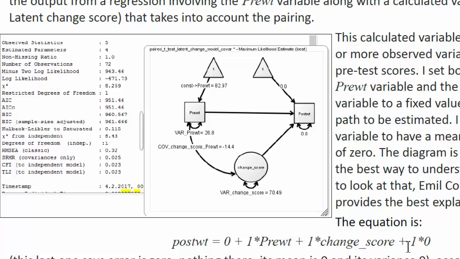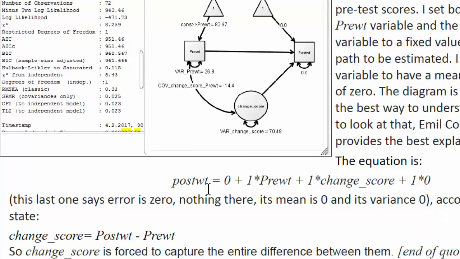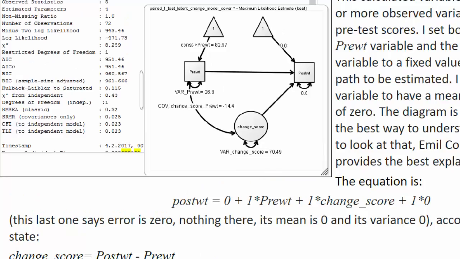And again we have this 1 times 0, which in effect is nothing, because 1 times 0 is nothing. So what we end up with is the change score is equal to the post-weight minus the pre-weight. So you can say this change score captures the entire difference between these two variables. So let's create this model and see what we get.